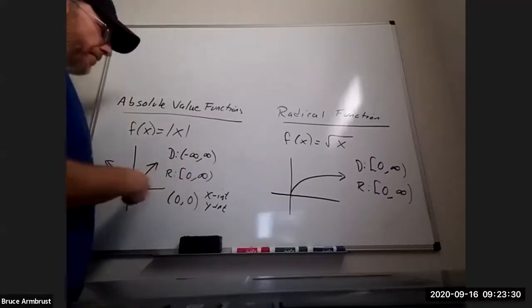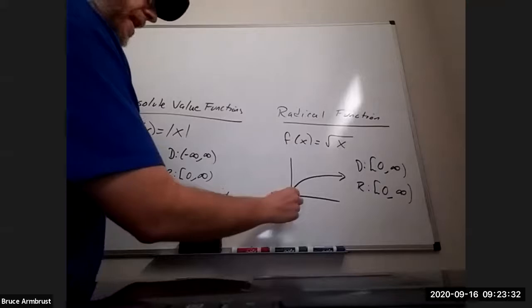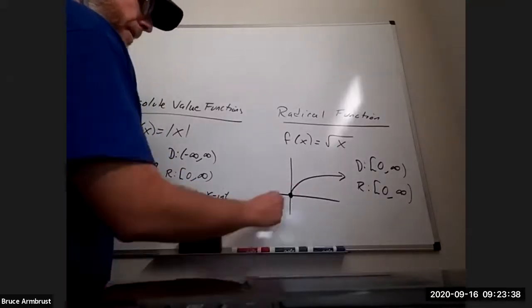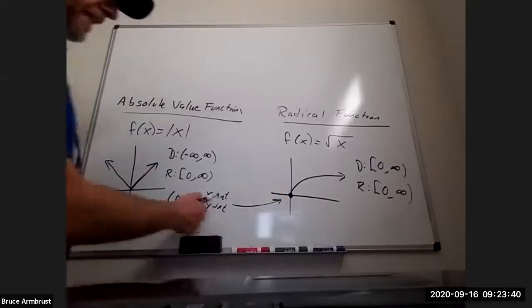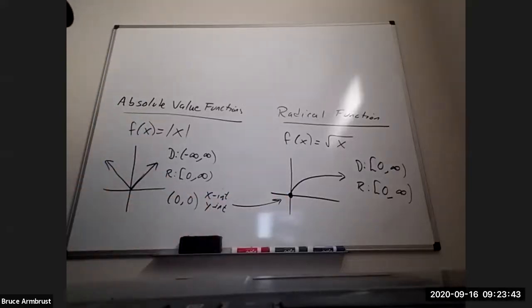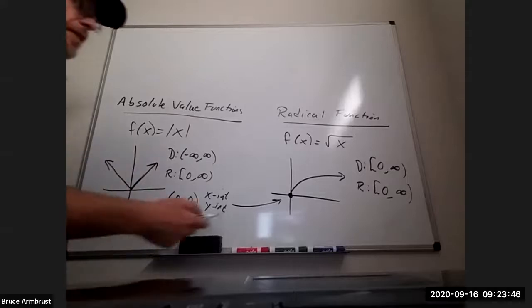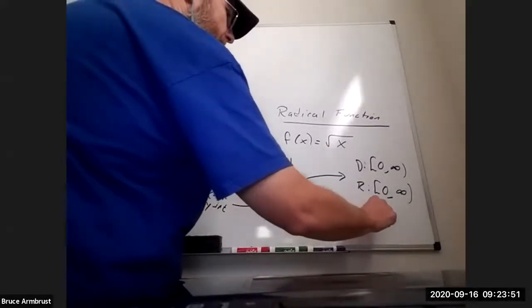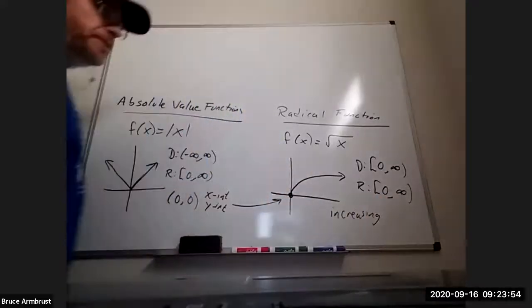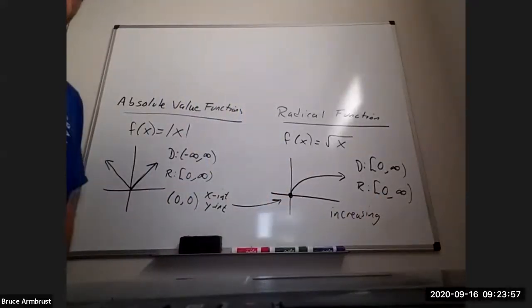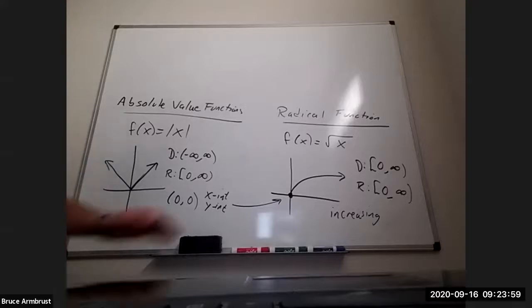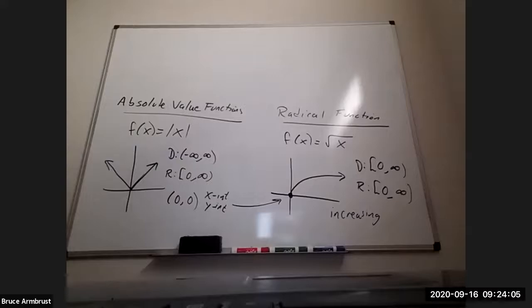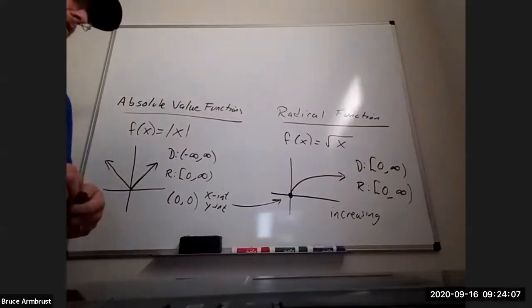Notice that, just like with the absolute value function, it has one x-intercept and one y-intercept, and it's at the origin. So I'm just going to recycle that since it's right next door. But unlike the absolute value function, this one is always increasing. It goes up as we go to the right. It definitely starts to flatten out, but it keeps going up slowly. So it is an increasing function.